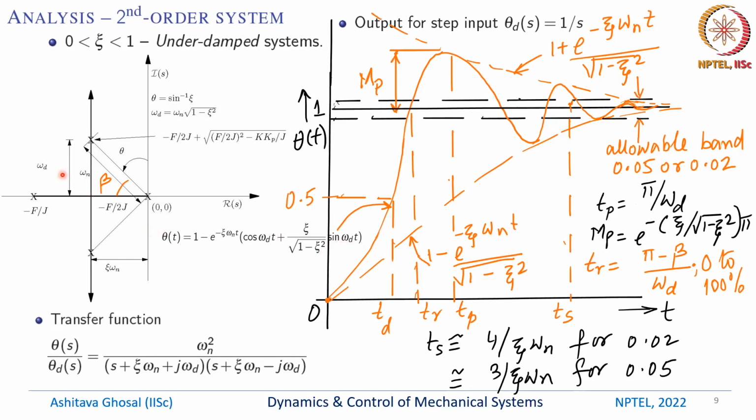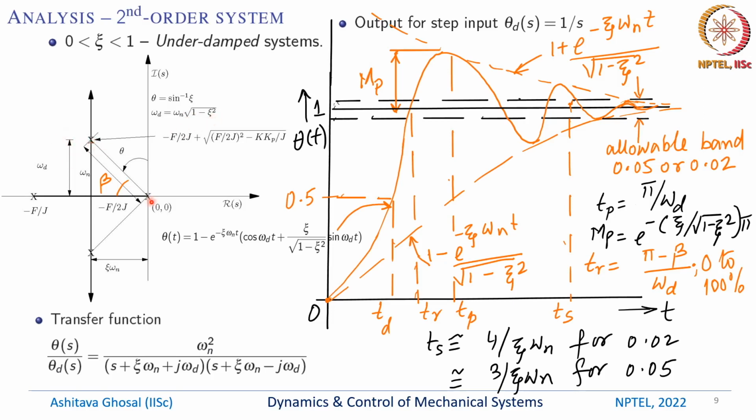So what is omega d? Omega d is the distance of this pole, for a given Kp, from the real line. This distance is omega n times cos theta. Because if this angle is theta given by sine inverse psi and this is omega n, then this other distance will be psi omega n. So what is omega d? Omega d is omega n into square root of 1 minus psi square. So you can see this.